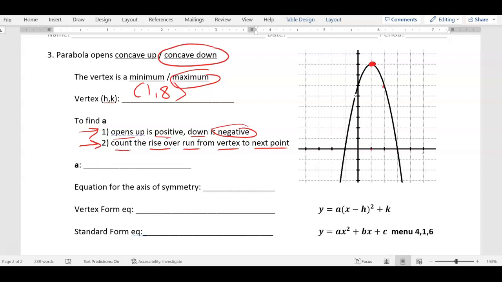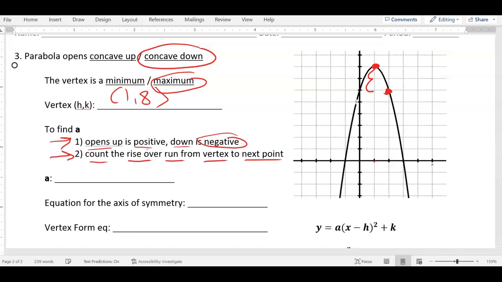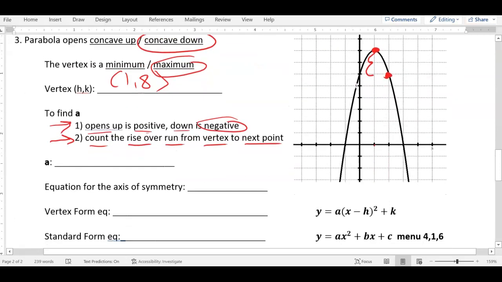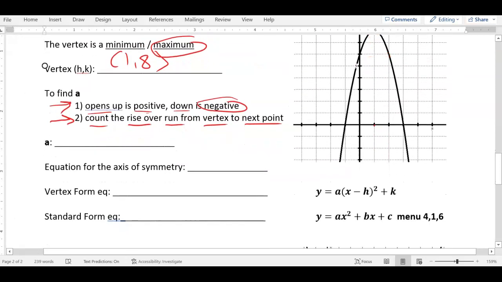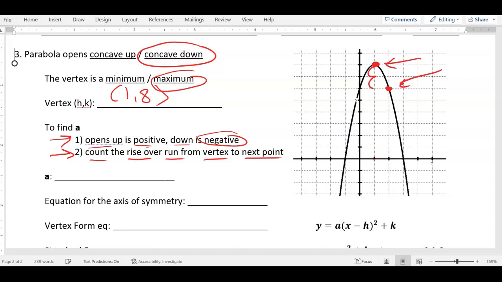From this point at the top to this point right here, what's the rise? Look right here. From this top point to this point right here, what's the rise? How much does it rise? Everybody, count. From this point to get to this point over here, from here to here, how much does it rise? 2 over 1. And since it opens down, we know it's negative, so it's negative 2 over 1.